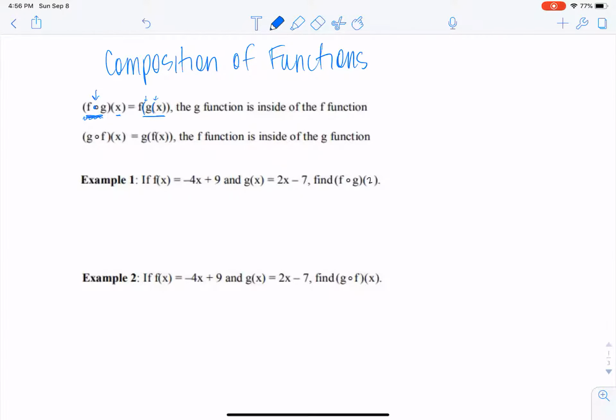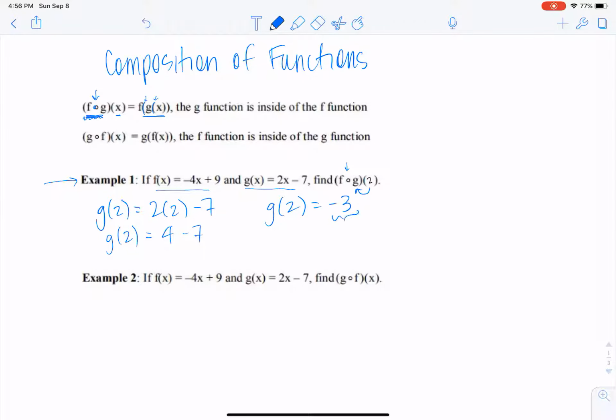So my basic rule, if we're about to tackle example 1: I'm given two functions here, f of x and g of x, and it's asking me to find f composed with g of 2. My little trick is that since 2 is closest to this g function, I'm going to start by plugging 2 into my g function. So my first step will be to figure out what g of 2 is. g of 2 is 4 minus 7, so g of 2 is negative 3.